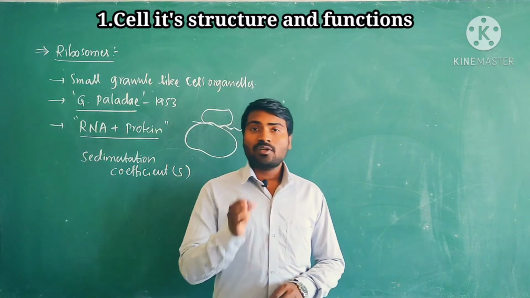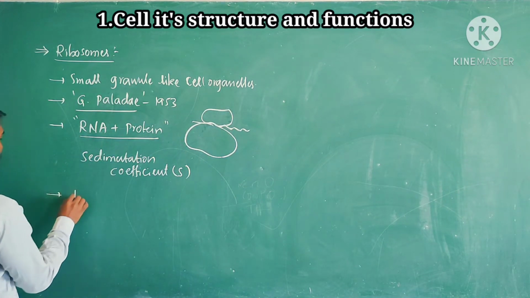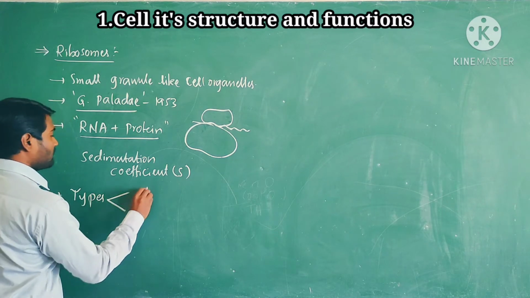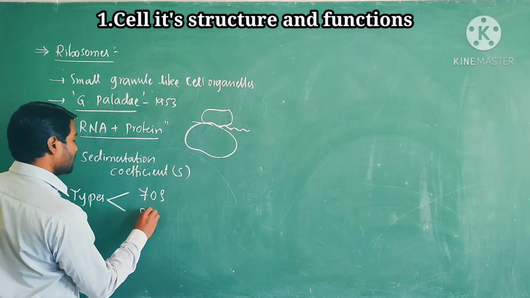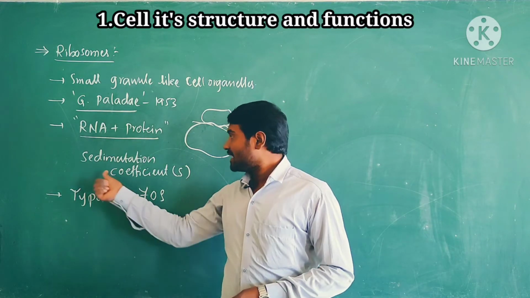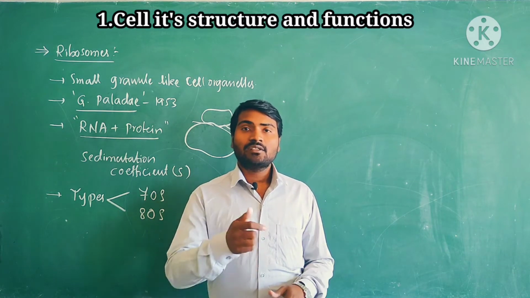So ribosomes are of two types, okay? There are two types of ribosomes, 70S and 80S. This S stands for sedimentation coefficient. It is a measuring unit.